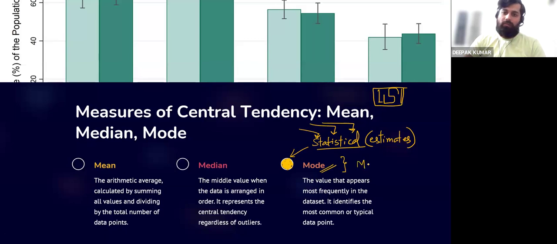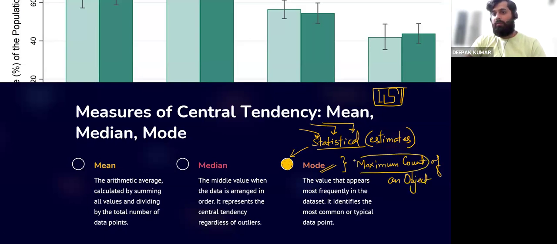Similarly, the mode says maximum count of anything, maximum count of an object, suppose. It is called a mode. But why is it being used now? It identifies the most common or a typical data point. So it also says who is the common guy, who is the most popular guy.